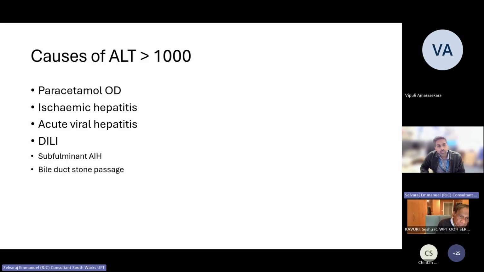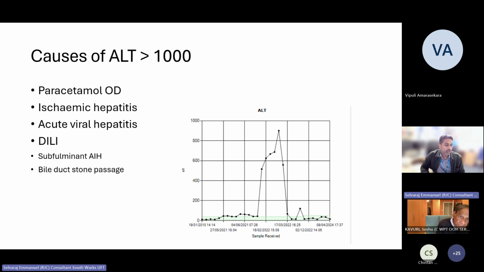And just on that note, because of ALT over 1,000, of course, this would be referred on a same-day basis as an acute, either medical team or AEC. But I just wanted to show you one particular case where we got a little bit sidetracked thinking it was hepatitis. I put it as number 6 at the bottom: a bile duct stone passage. When the stone passes through the sphincter, you can get a really quick and massive rise in the ALT, which then normalizes very quickly within 24 to 48 hours.